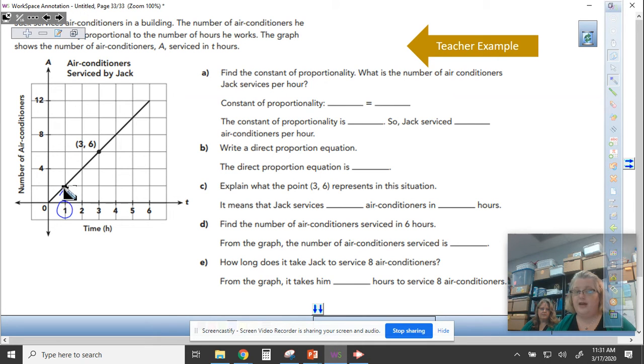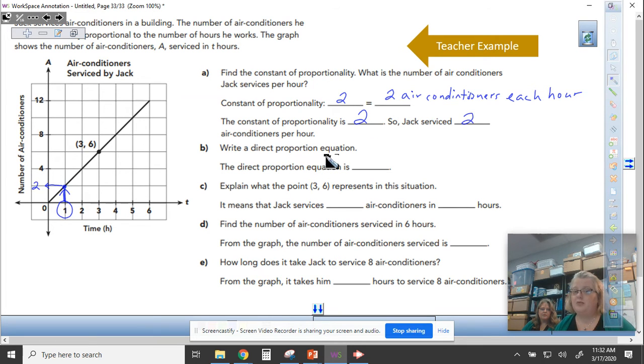When you come up to where that touches the line and go over to the y-axis, there's not a number there, but 0 is down here at the bottom and 4 is right up above it. So that means 2 should be right there. So our constant of proportionality should be 2. That would mean it is 2 air conditioners each hour, which is what the next question is also asking. The constant of proportionality is 2, so we service 2 air conditioners per hour.